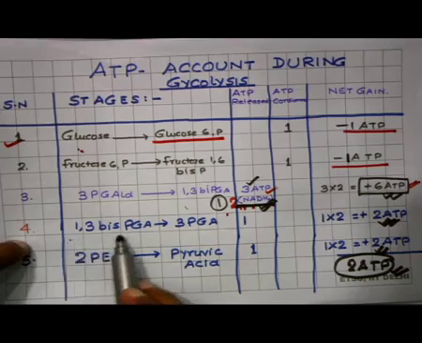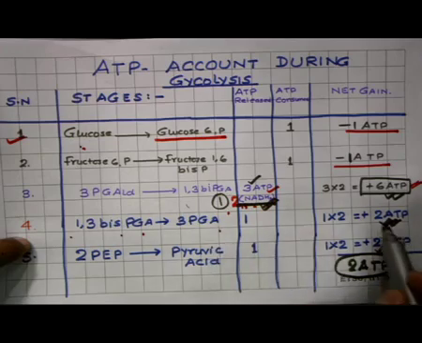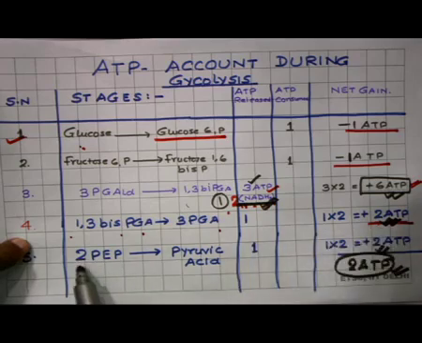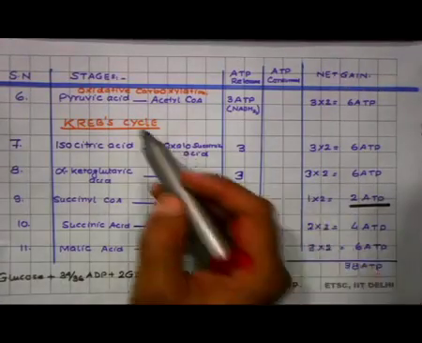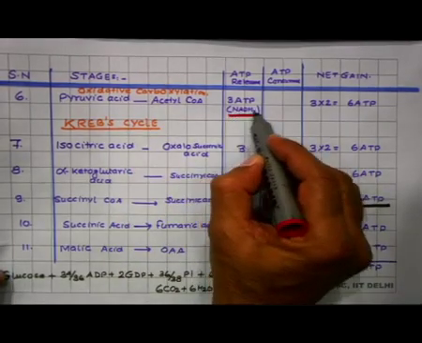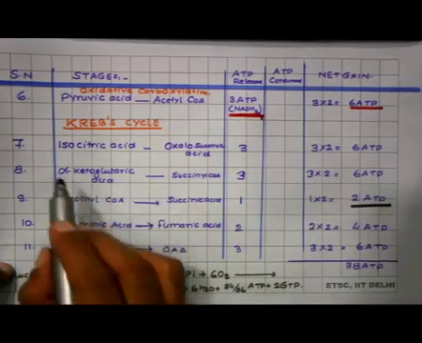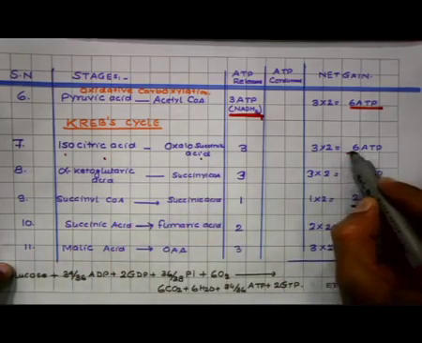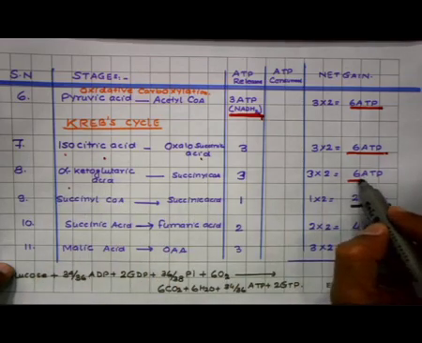At this step, 1,3 bisphosphoglyceric acid, when converted into PGA, 2 ATP is formed directly. At phosphoenolpyruvate, PEP, when pyruvic acid is formed, 2 ATP is formed. In the conversion of pyruvic acid to acetyl coenzyme A, 2 molecules of NADH plus H plus are formed, so 6 ATP is formed here. In the Krebs cycle, in the step isocitric acid to oxalosuccinic acid, 6 ATP is formed. Alpha ketoglutaric acid to succinyl coenzyme A, 6 ATP is formed.